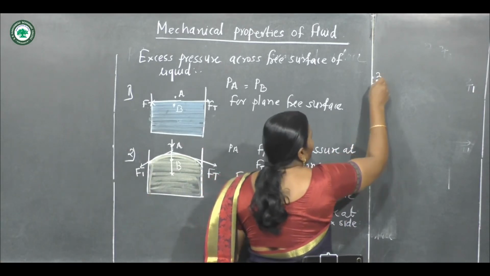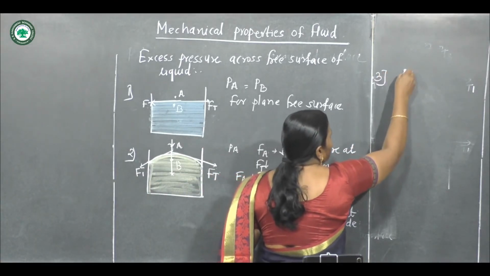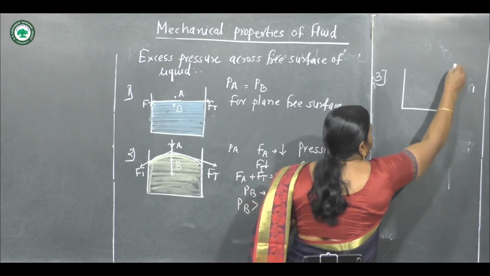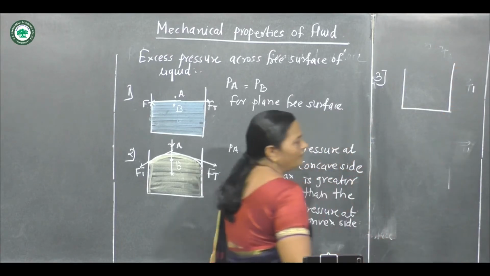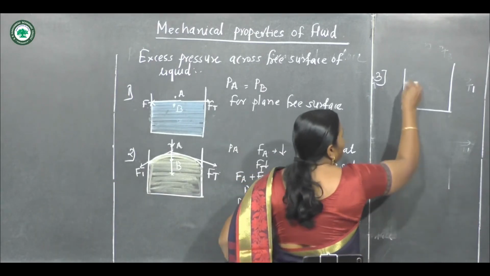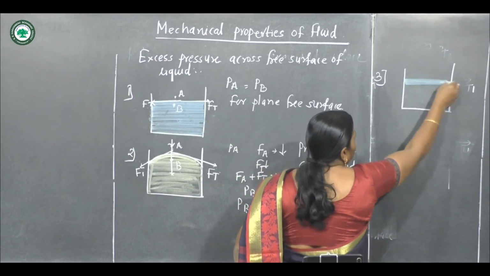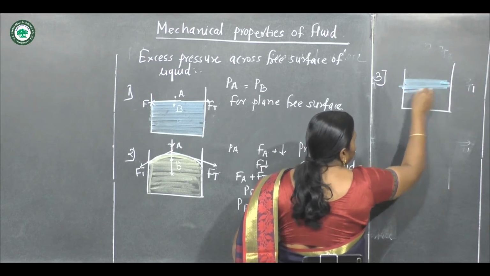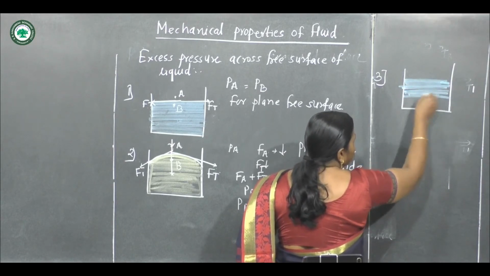In case of a concave surface, see here, suppose the free surface of liquid is concave. Again, the concave surface is for kerosene, impure water. These are the examples.